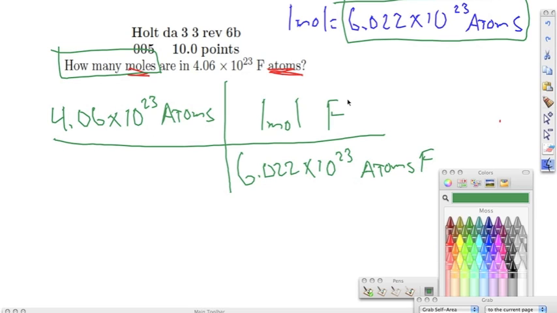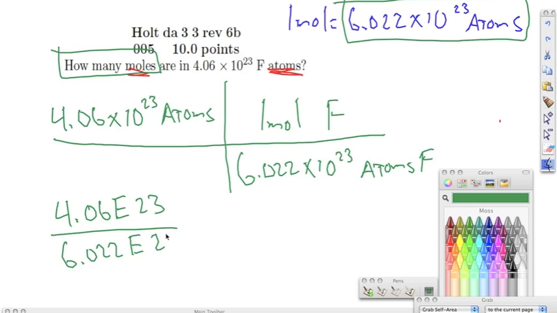The math is still the same, so what we're going to end up doing is putting 4.06 times 10 to the 23rd divided by 6.022 times 10 to the 23rd. Remember, when you're putting it in the calculator, it should look like this: 4.06 second comma E 23, all divided by 6.022 second comma E 23. That second comma is going to give us that E. You don't have to actually press the E, but you go second comma, that gives you the E, and we see that the answer that we should get is 0.674, and that should be moles of fluorine.